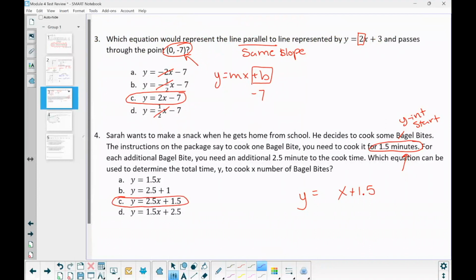Now, it says any additional bagel bite is 2.5 minutes. So X represents my bagel bites. These are my additional bagel bites. Now, let's say I want 1 bagel bite. I'd have to do 2.5 times 1 because it's only 1 bagel bite. But let's say I wanted 3 bagel bites. I'd have to do 2.5 plus 2.5 plus 2.5, 3 times, and that's what multiplication is. So our answer is C.